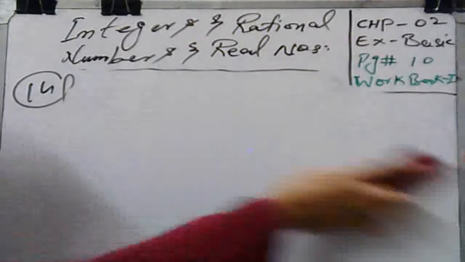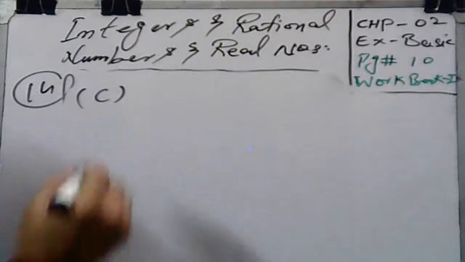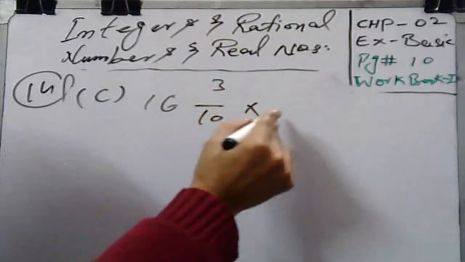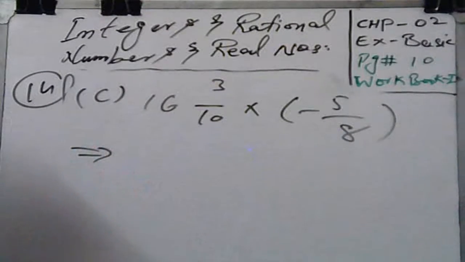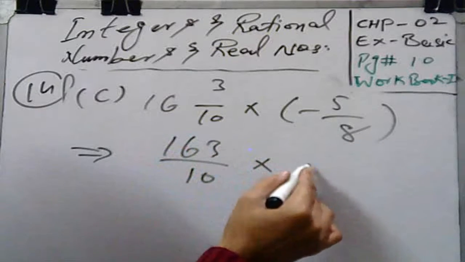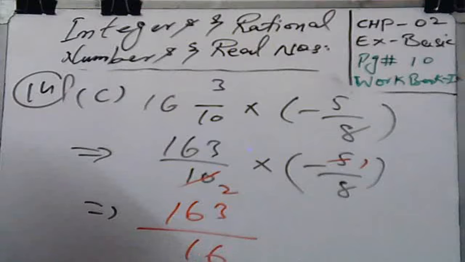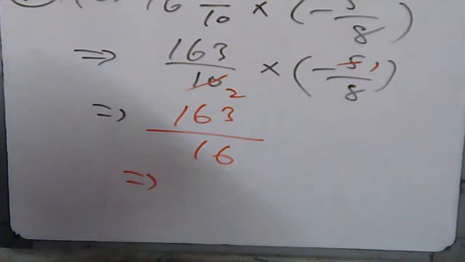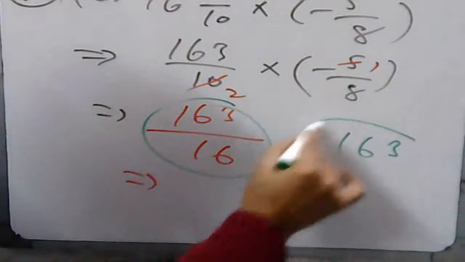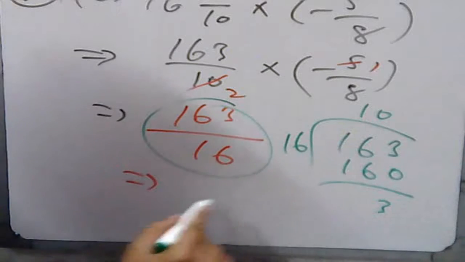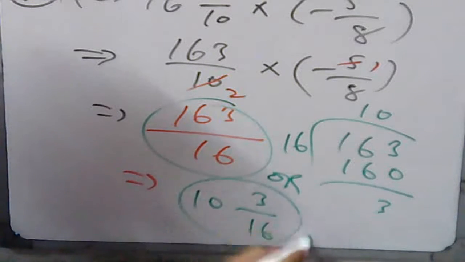Now C part. In C part 16 whole 3 by 10 multiplied by minus 5 by 8. Remove the whole number: 163 by 10 multiplied by minus 5 by 8. Try to simplify, that is 5 ones are 5, 5 twos are 10, and that is 163 divided by 8 twos are 16. Whether it is divisible or not, divided by 16. It is not completely divisible, but in whole number you can find the result. 163 divided by 16, 10s are 160, so 3. So you can say in whole number, 10 whole 3 by 16, that is your required result.